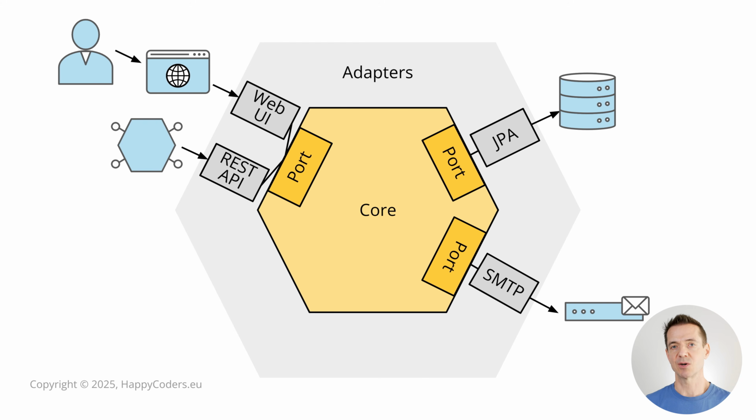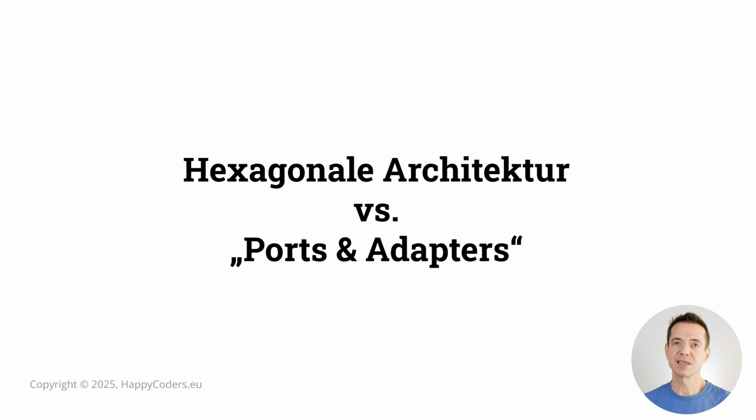Another question that is often asked is, what is the difference between hexagonal architecture and ports and adapters? The answer is very simple, there is none. Both terms refer to the same architecture. The official name that Alistair Cockburn gave to his architecture is ports and adapters. The term hexagonal architecture comes from the graphical representation that you have seen many times today.